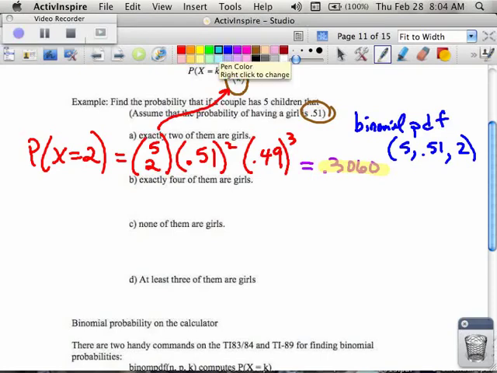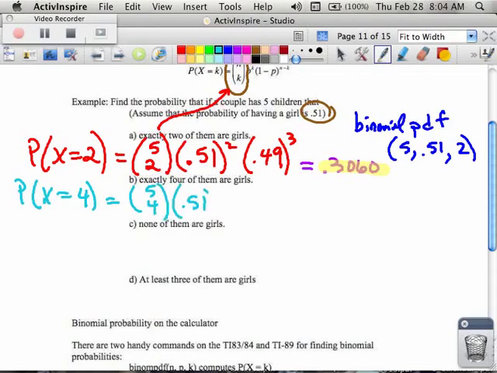Okay, so in the second one, it says exactly 4 are girls, so we write down P of X equals 4. And that would be 5 choose 4. Again, it's not a fraction. I want the girls, which are 51%. There's going to be 4 of them, which means there's going to be 1 boy. And then I get 0.1657. And I'm not going to write down the calculator. You'd have 5, comma, 0.51, comma, 4.